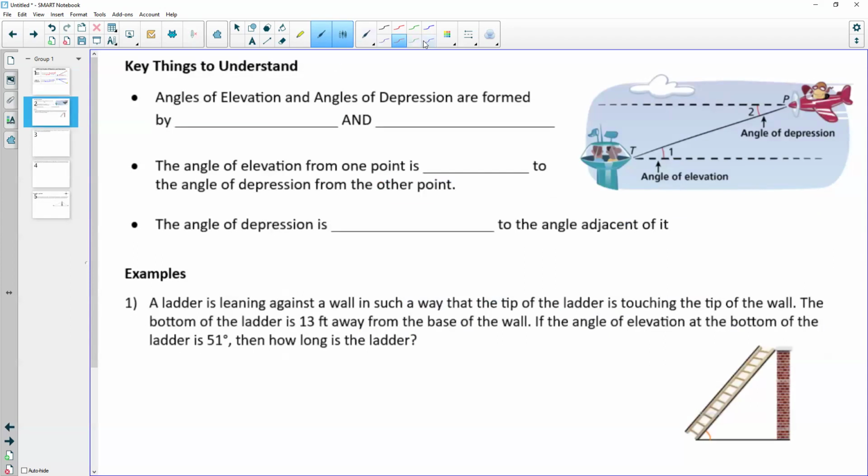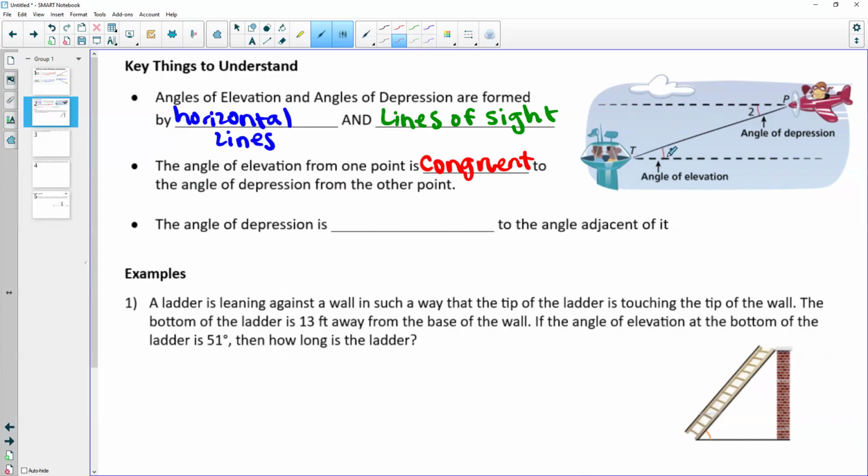So, one thing we want to take a look at here is that angles of elevation and angles of depression are formed by horizontal lines and lines of sight. So, they have that in common. Both must be formed with a horizontal line and some kind of line of sight. And so, one important thing that we're going to realize here is that the angle of elevation from one point is actually going to be congruent to the angle of depression from the other point.